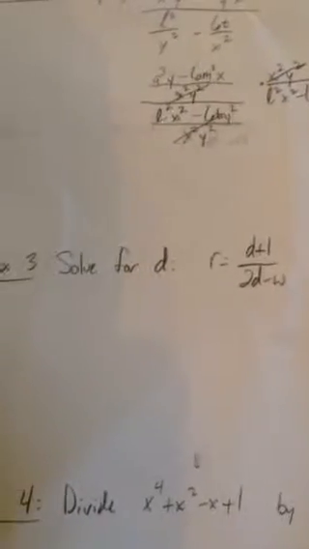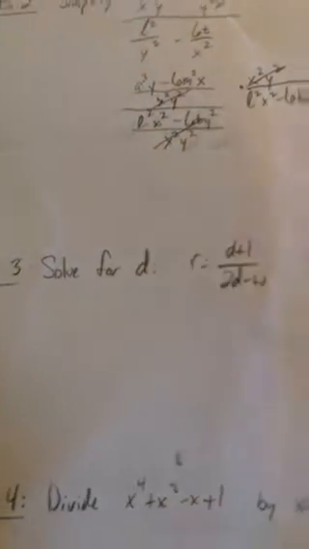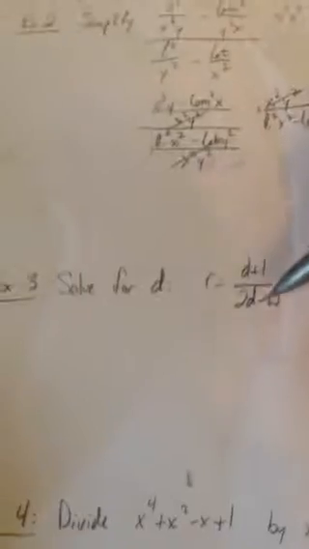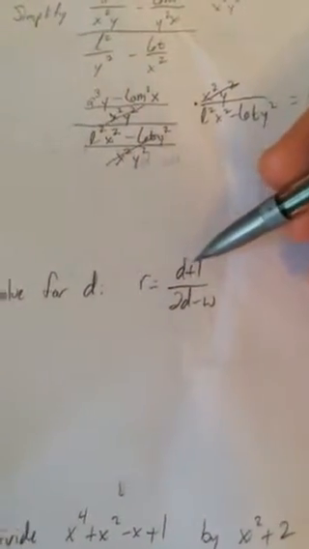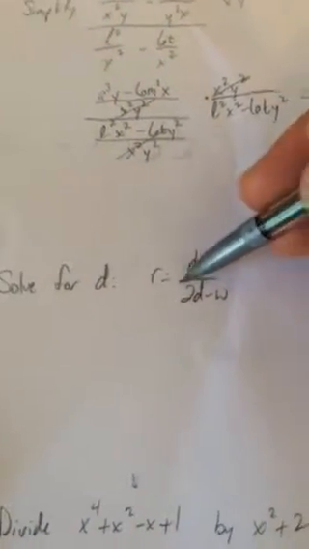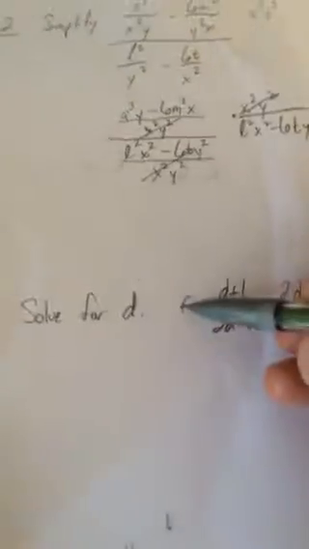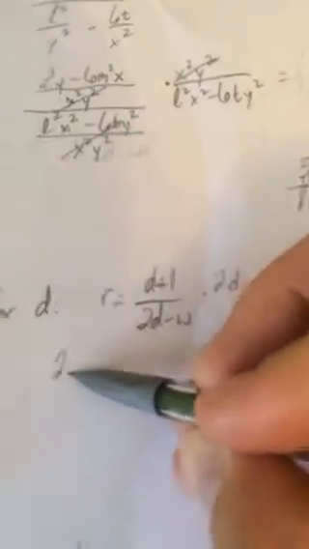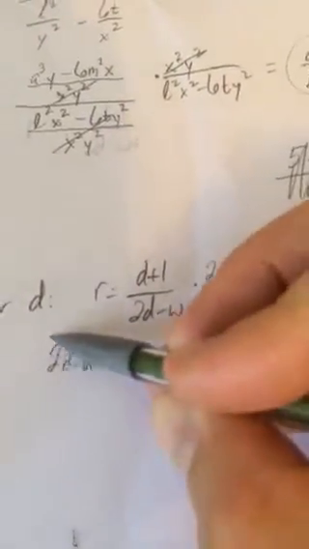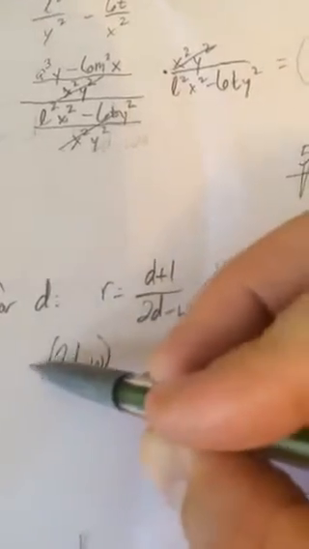That I made up here, solve for d. So I need to get d by itself, so I don't have a whole lot to choose from here. Anytime I have division, I can always multiply to get rid of that. Make sure you do it on both sides. So I'm going to take my 2d minus w, and I'm going to multiply it by this r over here.